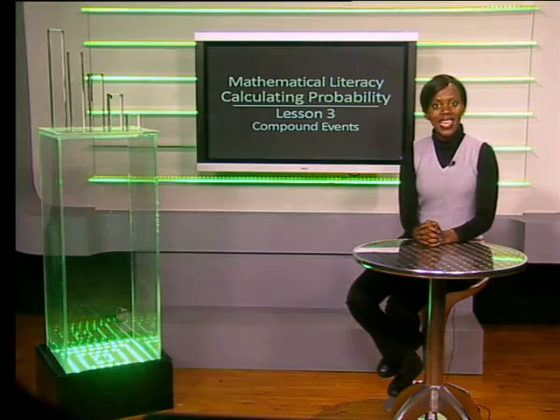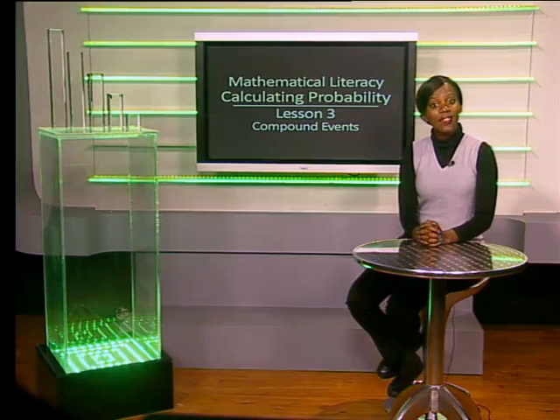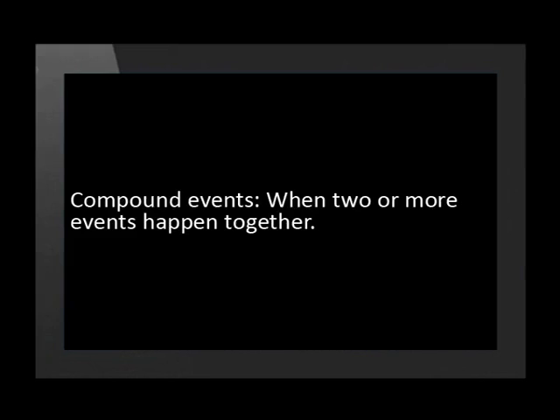Hello grade 12s. In this lesson, we will look at different ways of determining possible outcomes for compound events. More specifically, we'll look at tree diagrams and two-way tables. Let's define compound events before we tackle an example. Compound events are when two or more events happen together.